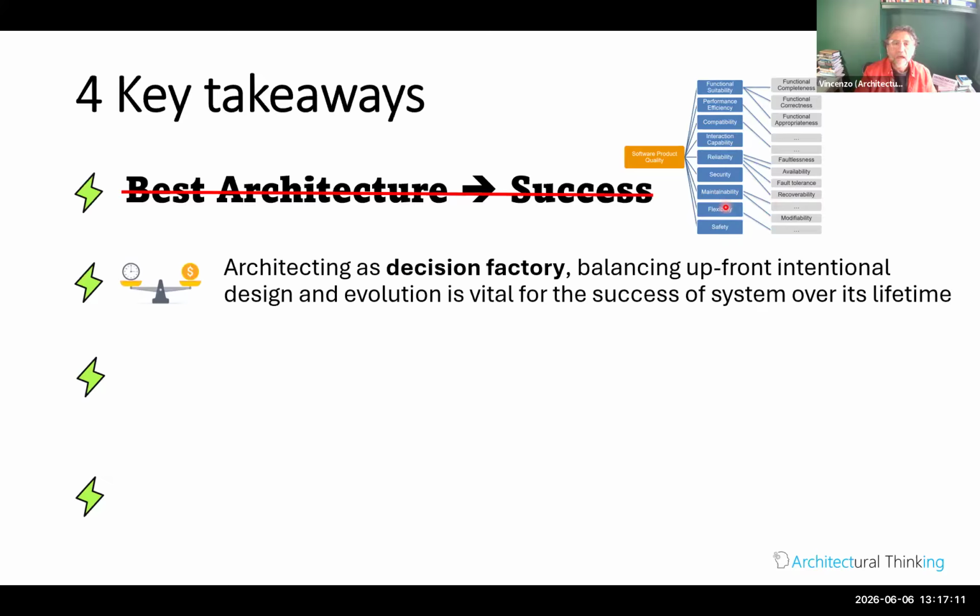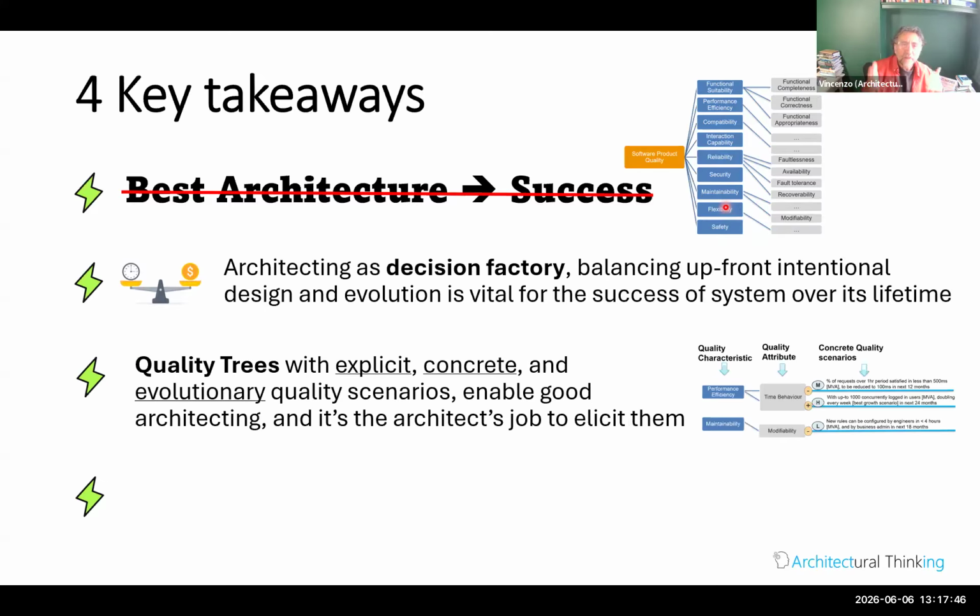Think of architecture as a decisioning factory. Okay, so you need to balance upfront design, but also accept that architecture will evolve, just like most products do, over the lifetime of the system or the product that you're developing. This is a more modern way of thinking for architecting, which is: what is the set of architectural decisions that need to be made, and how do we balance upfront intentional architecture versus the evolution of the architecture over the lifetime of the system.